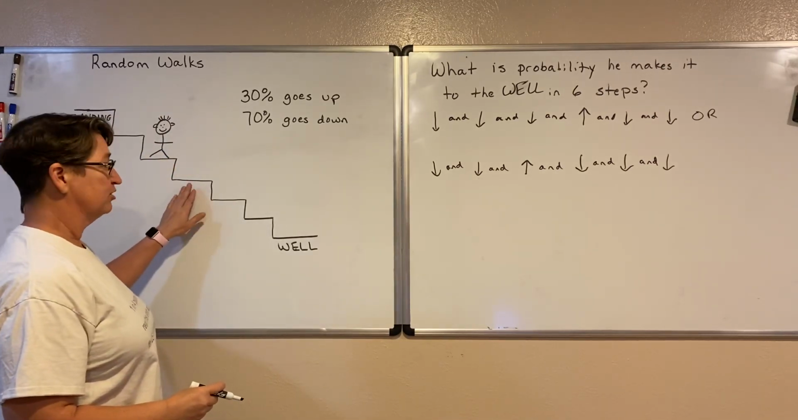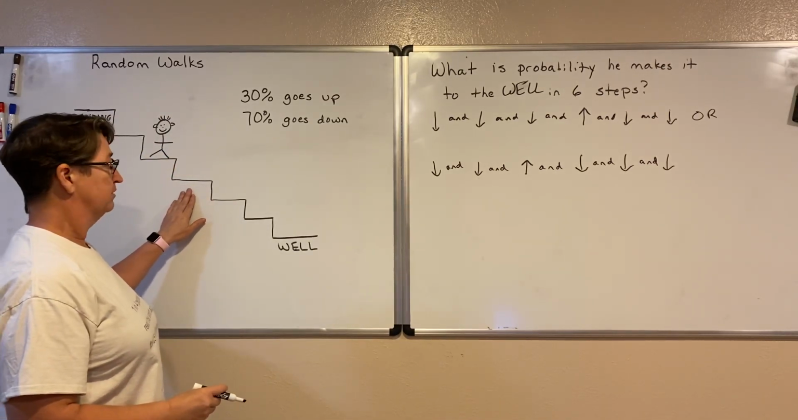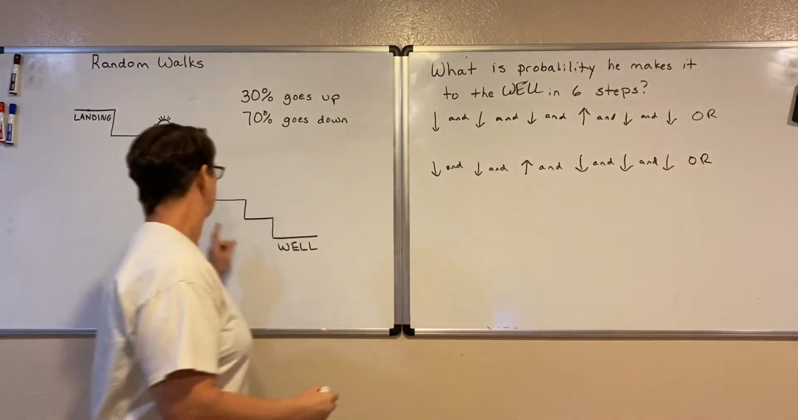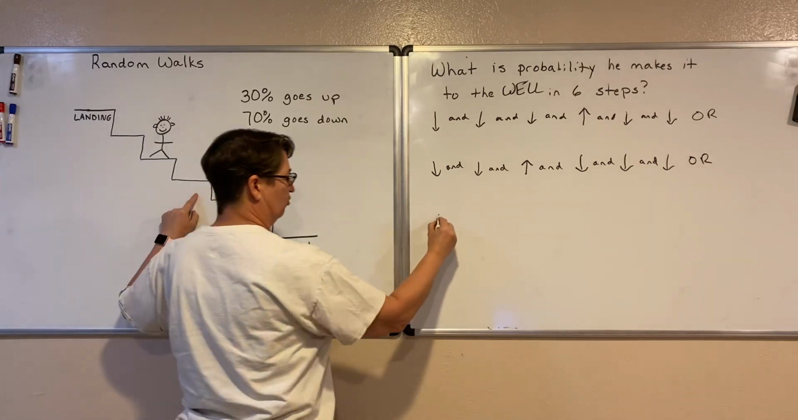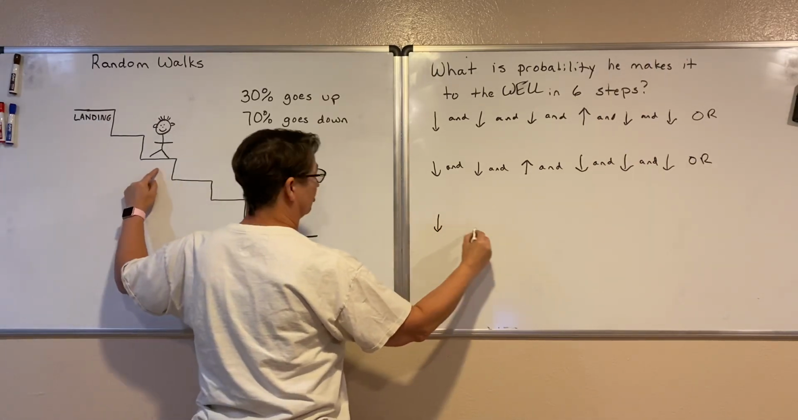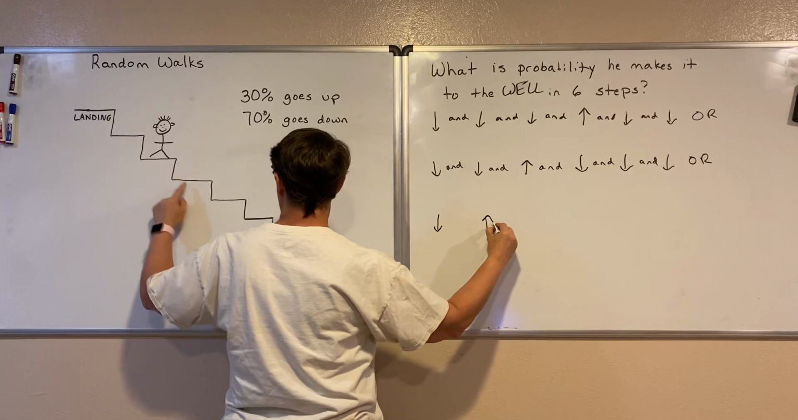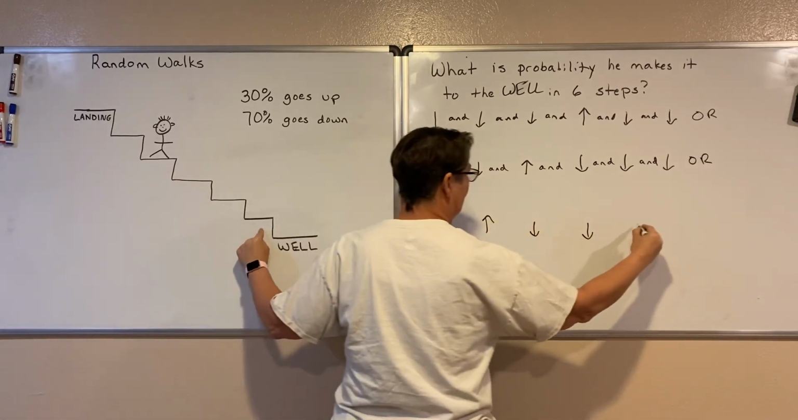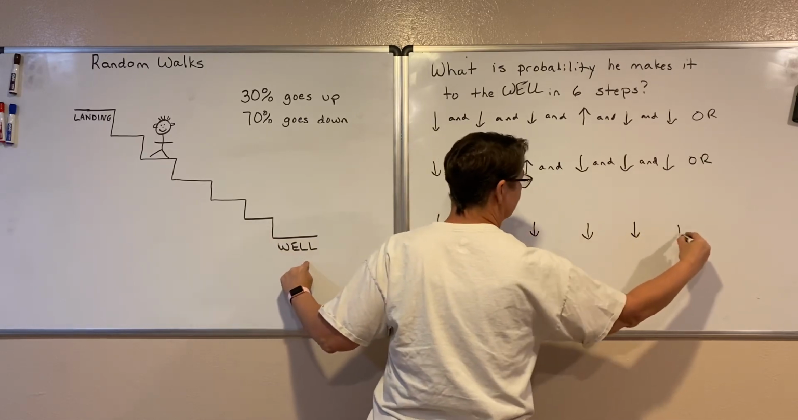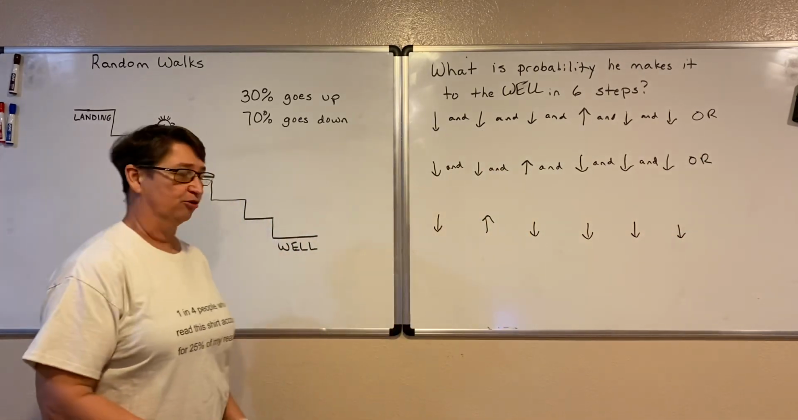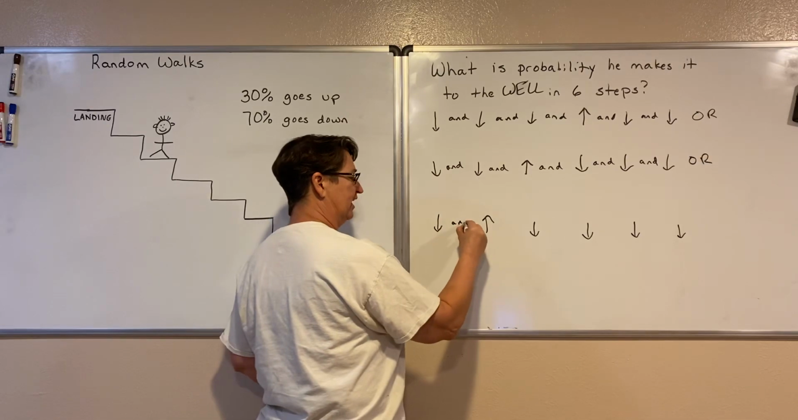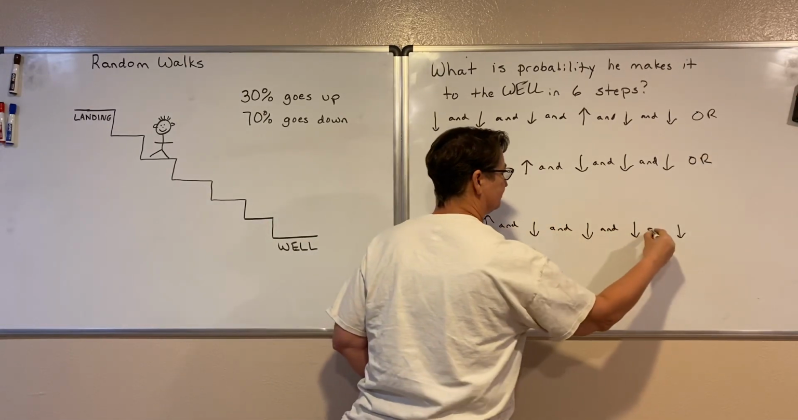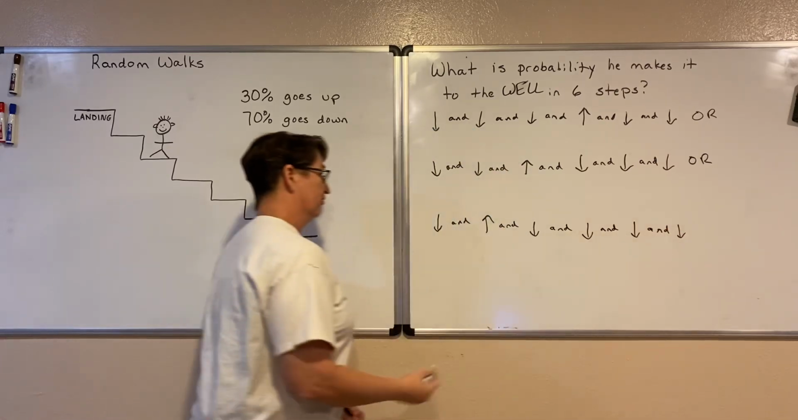Well, what about if he just goes down 1 spot? Let's try just going down once. Or what if he just goes down once and then goes back up and then goes down and down and down and down? Oh, that's 6 steps also. So that's another way that he could make it to the well in 6 steps. Is that all of them?